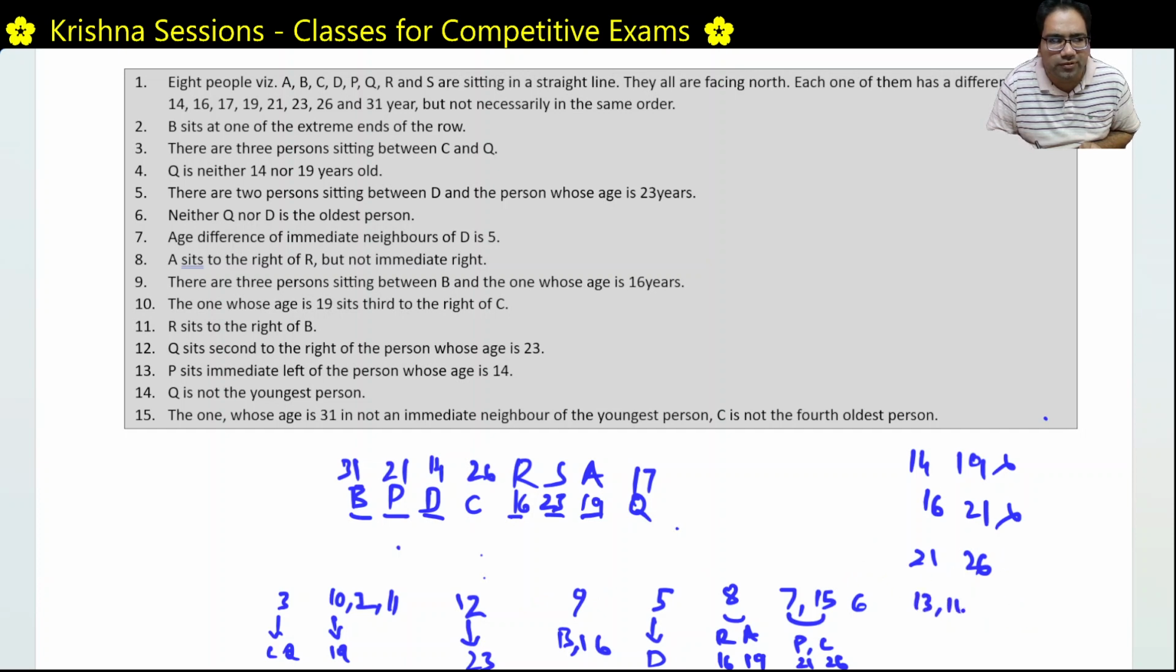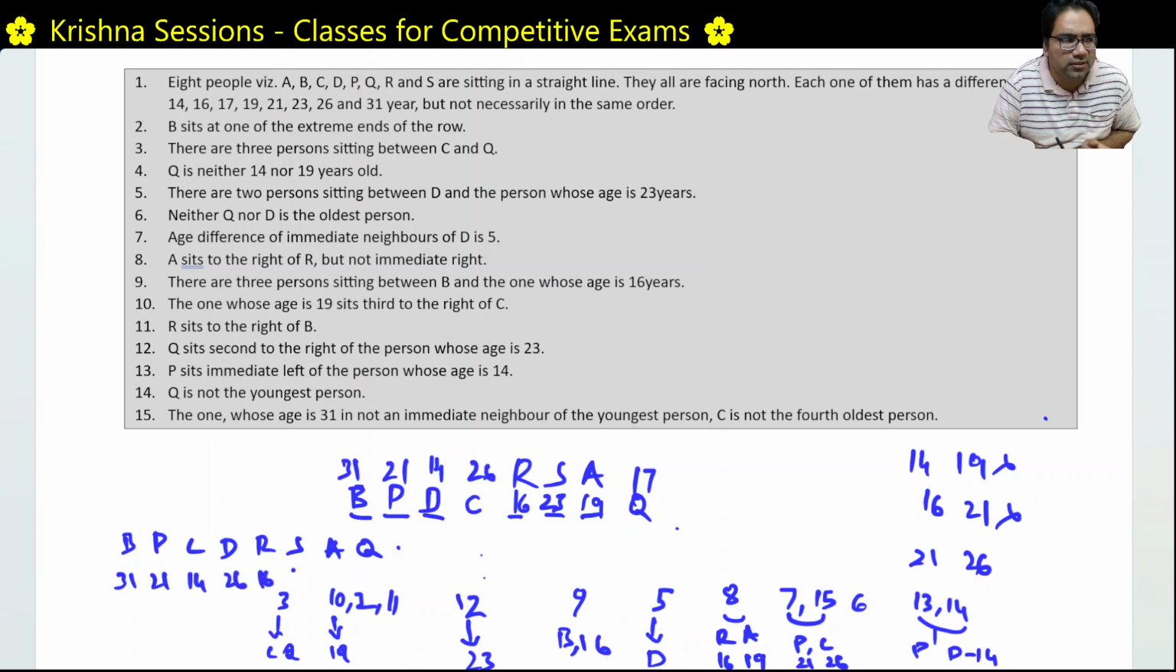13 and 4 we have used together to derive where P is sitting, and D says it is 14, right? So that's how we have solved this equation. So ultimately, what is the structure? B, P, C, D, R, S, A, Q, with ages 31, 21, 14, 26, 16, 23, 19, 17. Let's see if everything is getting solved or not.